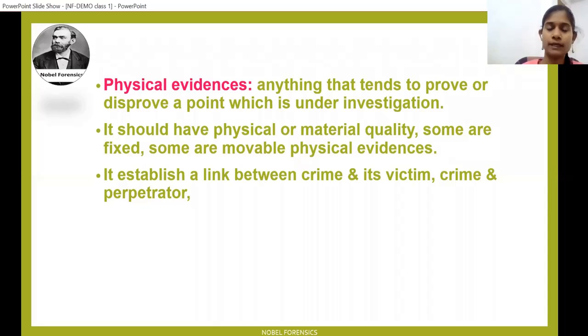The main use of physical evidence is that it establishes a link between crime and victim, and also crime and perpetrator, and also the link between victim and perpetrator. For example, if a girl was sexually assaulted, and in self defense she bit him, there is a bite mark. That bite mark can link the victim and perpetrator. The bite mark itself helps as physical evidence. So that is the linking between crime and victim, crime and perpetrator, and victim and perpetrator.